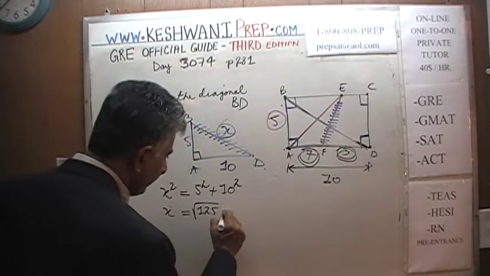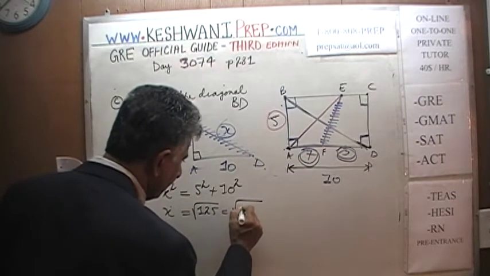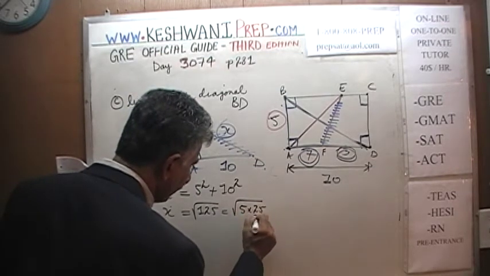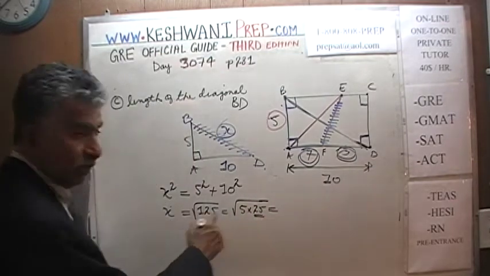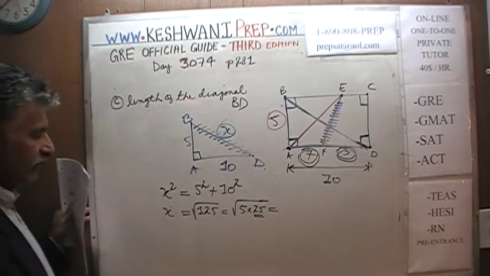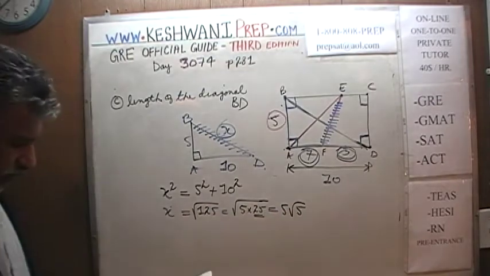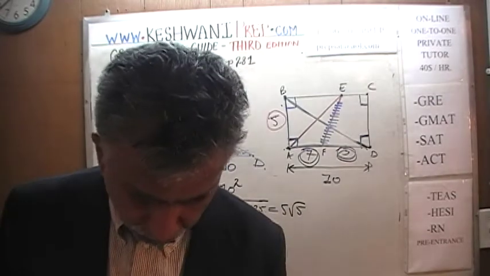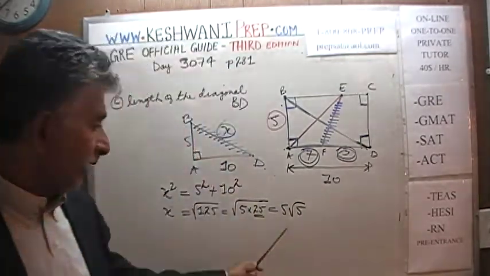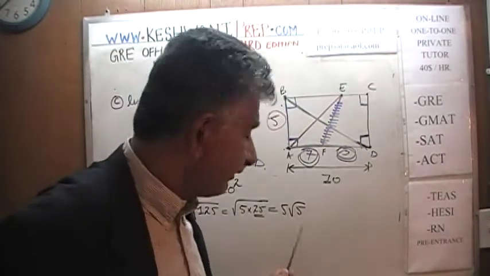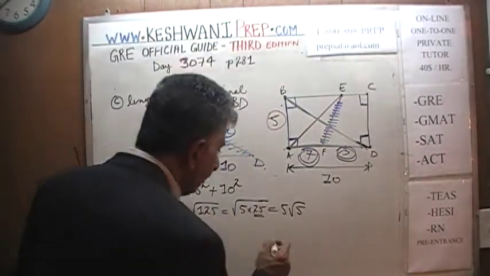And 125 can be written as 5 times 25, and the square root of 25 is 5. We can take it out, so it's just 5 root 5. 5 root 5, and that's all. And just for our knowledge, if you want to approximate, 5 root 5 is approximately how much?